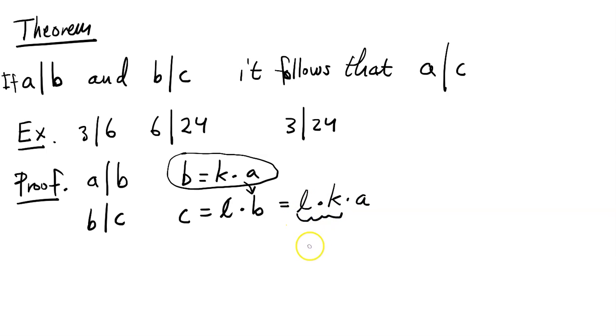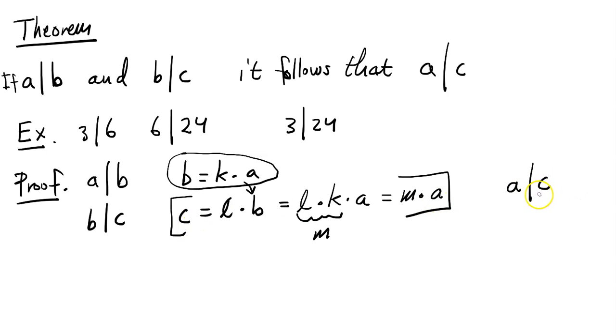And this that stands here, that's an integer. Because if you have two integers and multiply them, we must get another integer. So let's call it m. So we can write this as an integer m times a. So we have that c is equal to an integer times a. And that means that a divides c. The meaning of this is that a divides c.